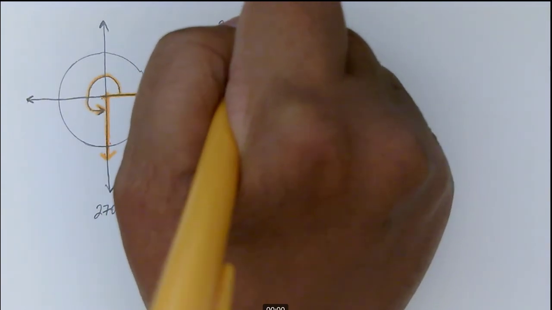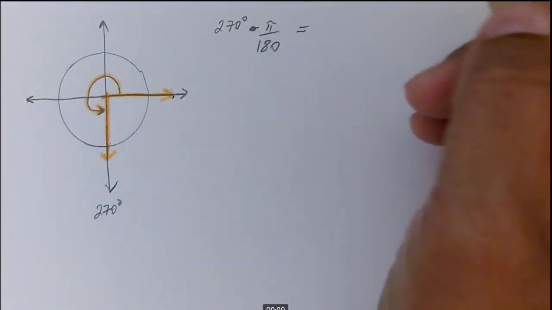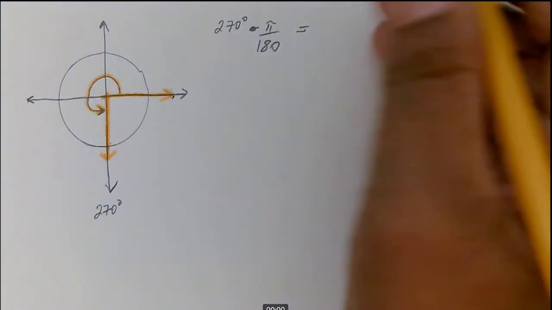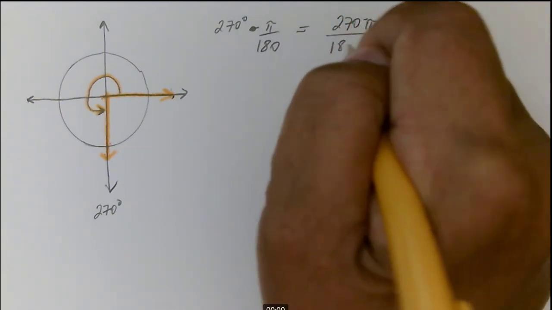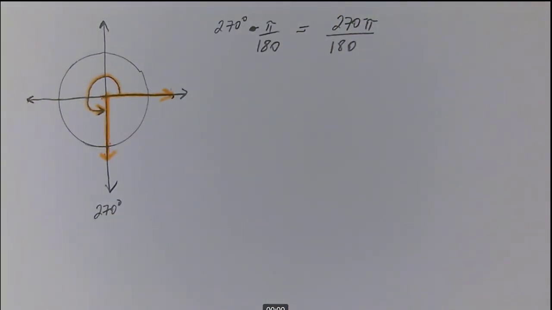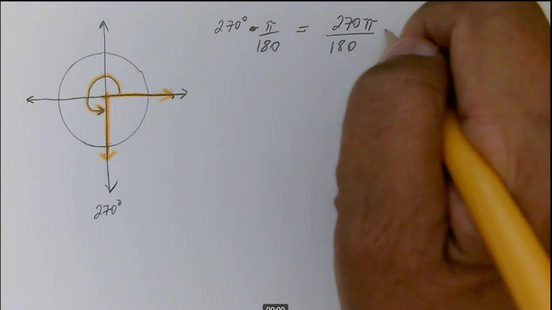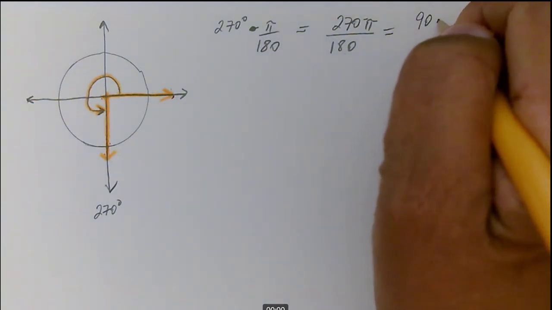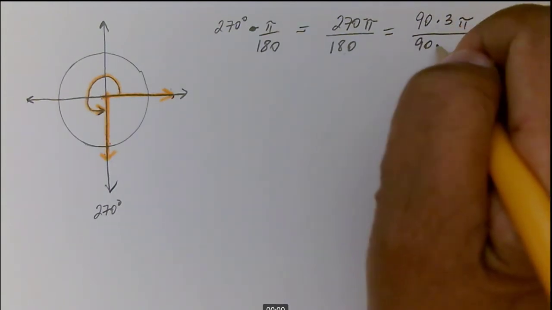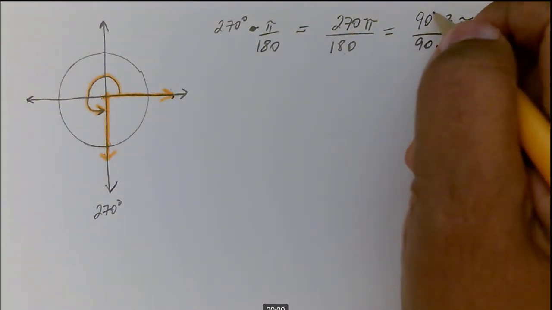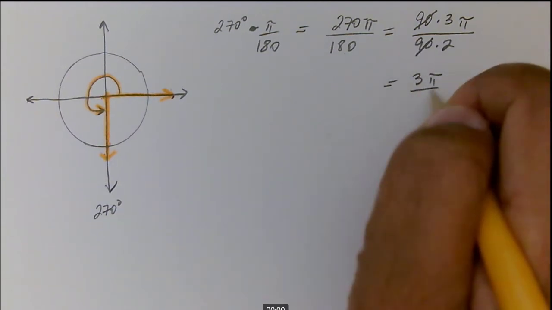270 degrees is, if we multiply that by pi over 180, we get 270 pi divided by 180. Just to make it accessible, let's divide by 90, because 27 divides by 9 and 18 divides by 9. So this is equivalent to writing 90 times 3, because 9 times 3 is 27, pi, and 90 times 2. And so you can see our 90 cancels out here. In radians, this is equivalent to 3 pi divided by 2.